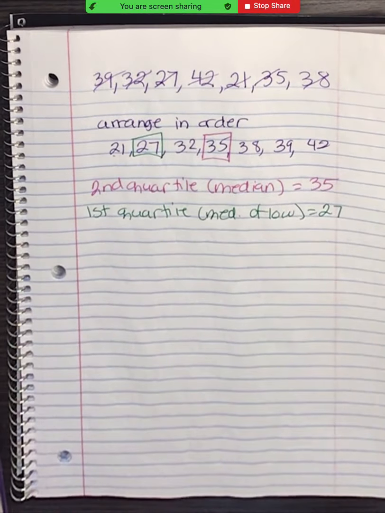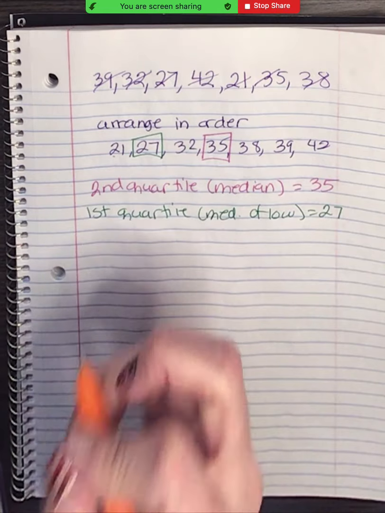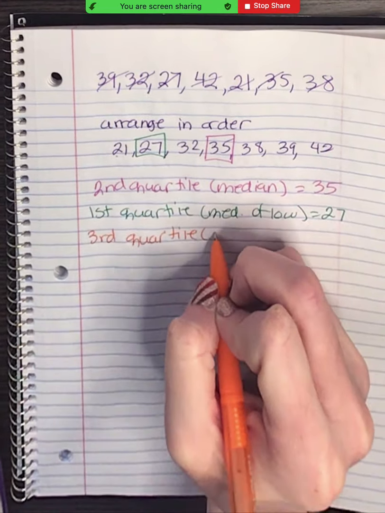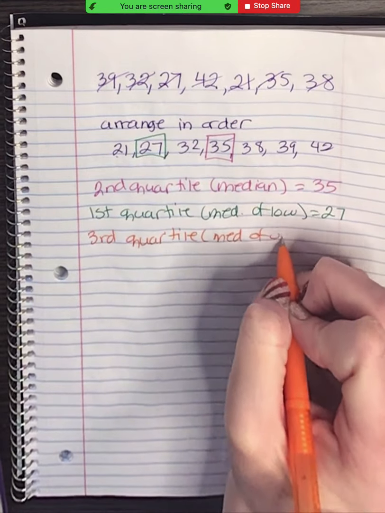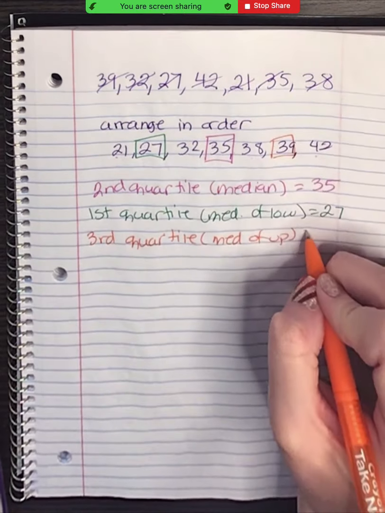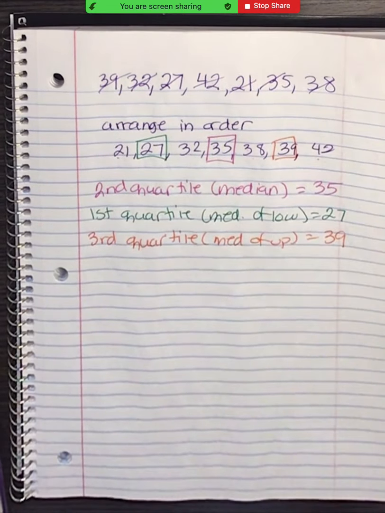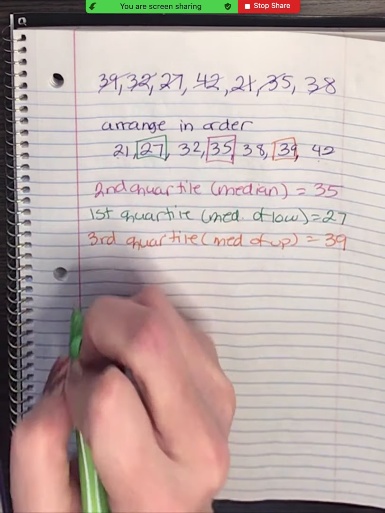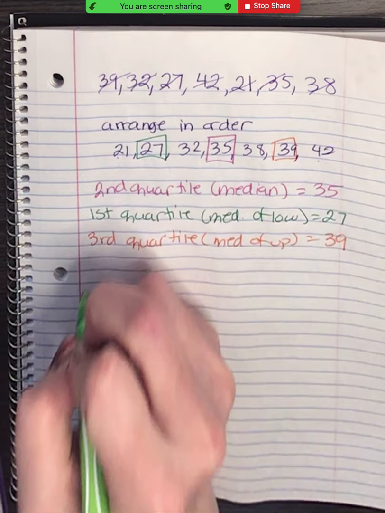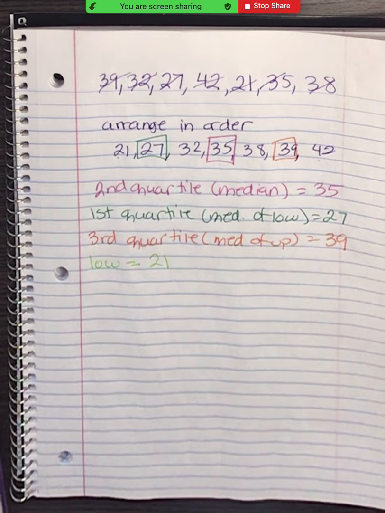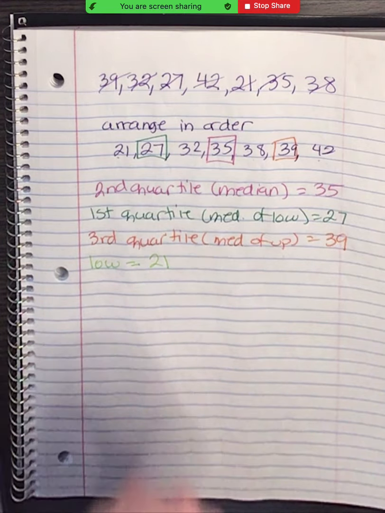Okay. Then you find your third quartile. It's the median of the upper half. So three numbers again. So 39 is the middle. Okay. And then we're going to do the low and the high. The low is 21 and the high is 42. Okay?